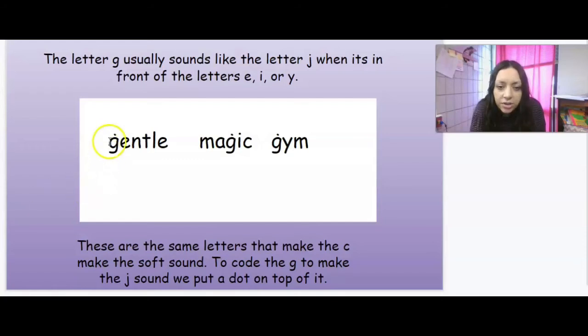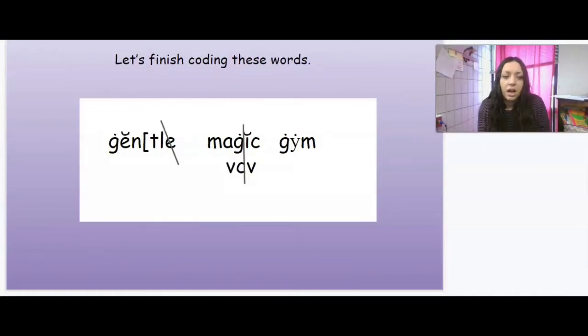So look real careful. You can see I put a dot on it, like we kind of do for vowel Y. That's just telling me that I need to make a J sound. Because think about it: when we make the letter J, the J has the dot on the top, and then it hangs down. That can kind of help you remember. All right, let's go ahead and finish coding these words.